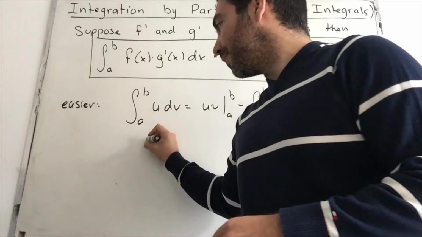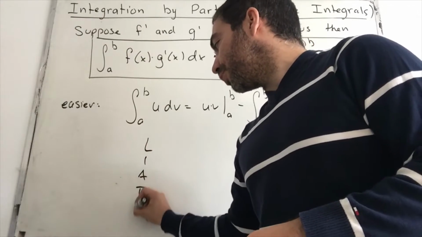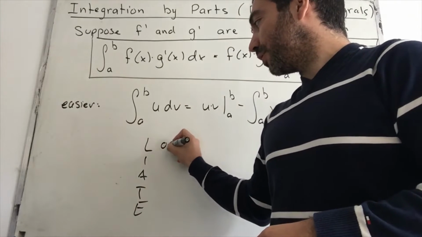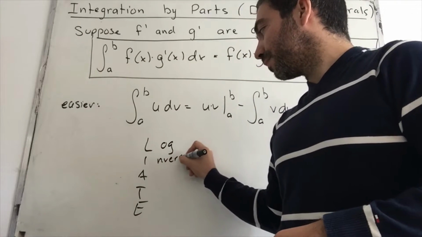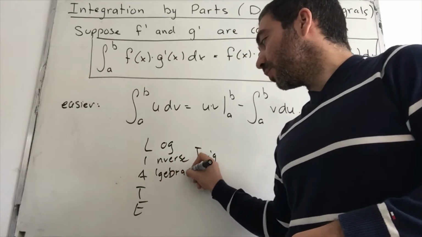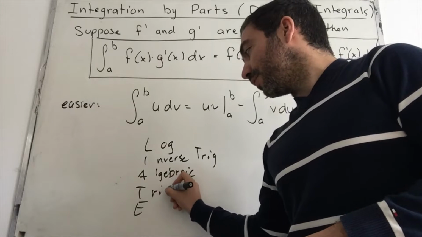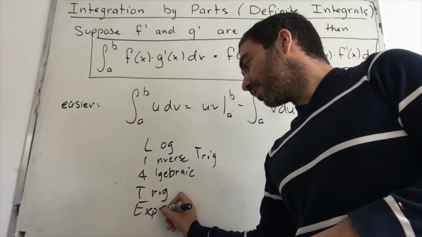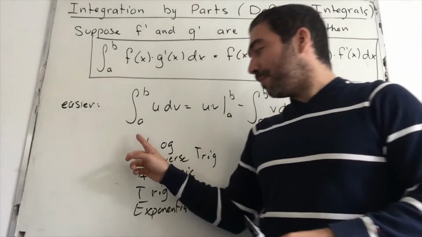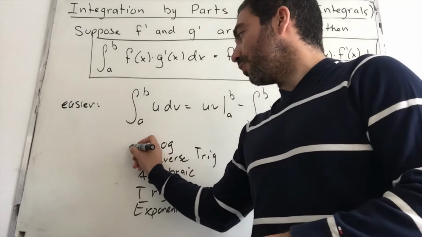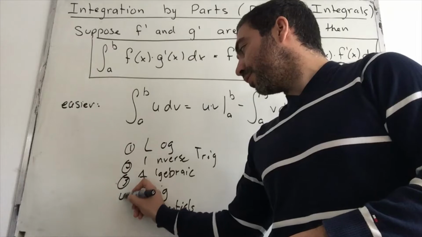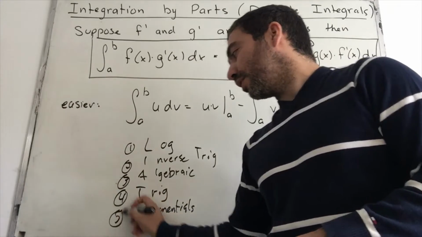If you want, you can go back to the previous video to look at the strategy, but just quickly, how to choose the u? Well, it's based off log functions, inverse trig, algebraic functions, basically polynomials, t is for trig functions, and e is exponential. Again, this does not work 100% of the time, but this is the order in which we decide what to call u. Logs being the first, inverse trig being the second, algebraic functions being the third, trig functions being the fourth, and lastly our exponential functions.